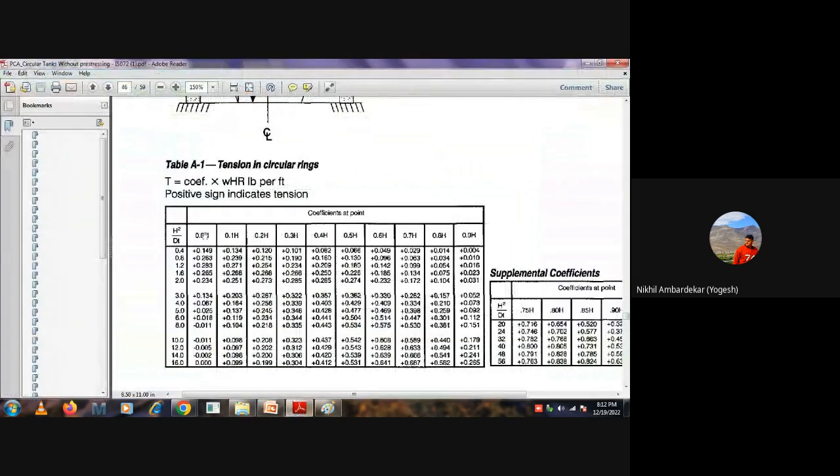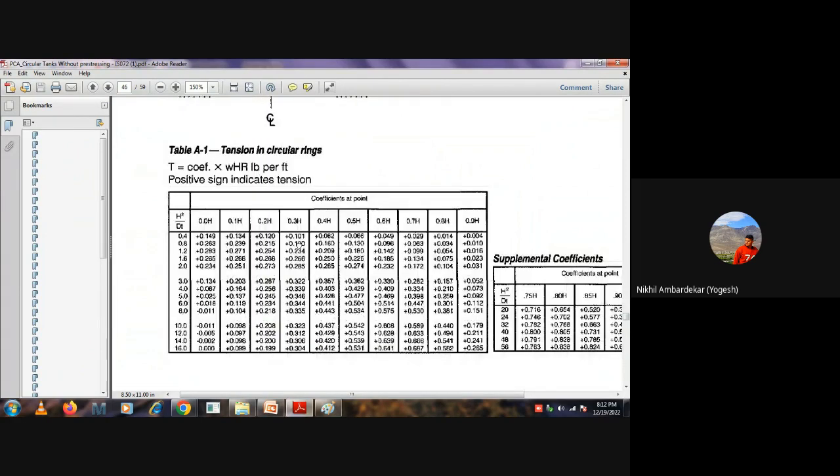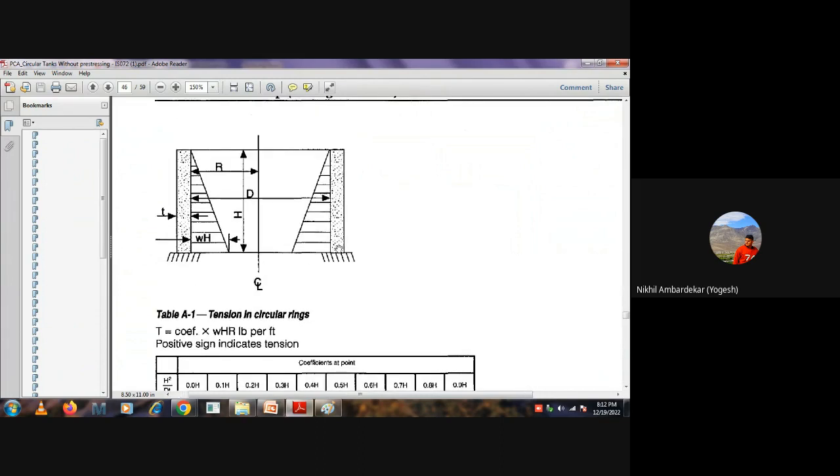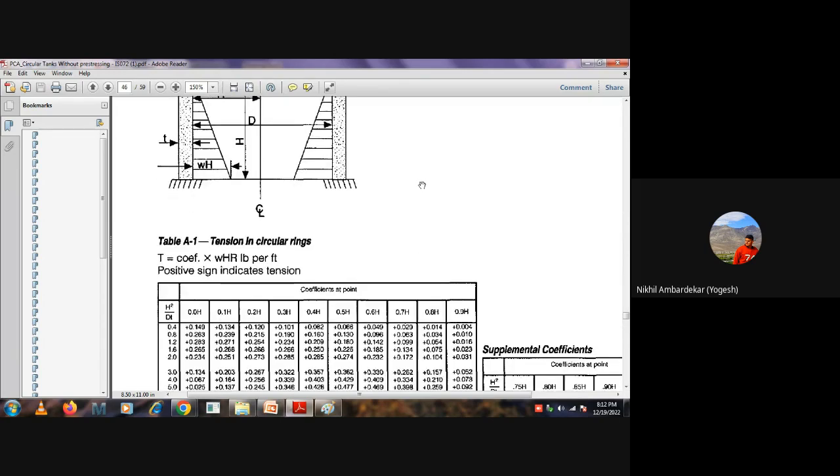I'm coming back to this. Now in our case, our aspect ratio is 8. Now we have to find out the coefficients at any point, in the same way. At 0 we will get some coefficient. At 0.1h, somewhere here, we will get some coefficient. Then 0.2, 0.3, 0.5, like mid height, 0.6, 0.7, 0.8, 0.9.